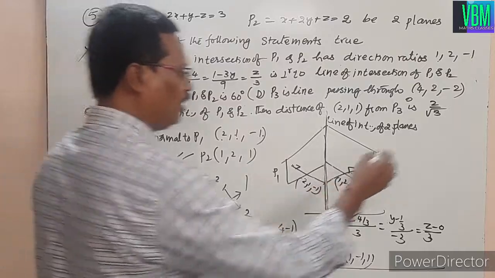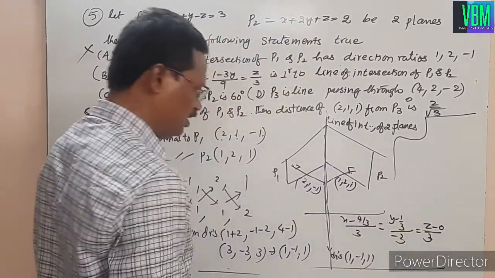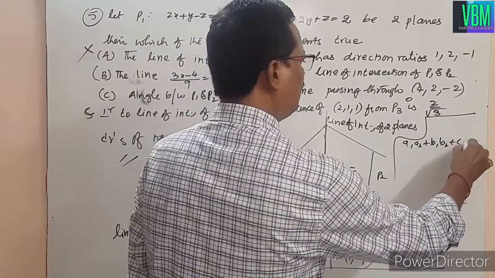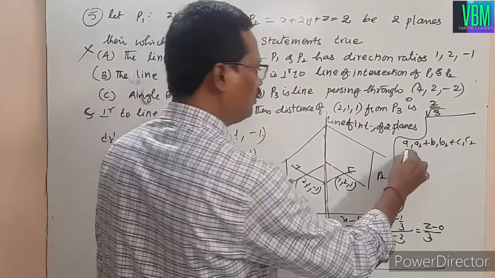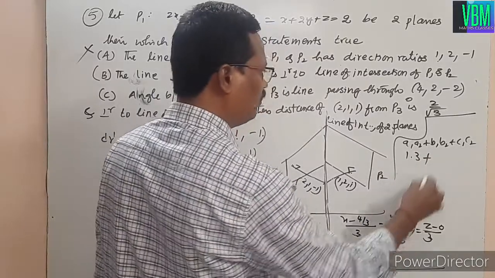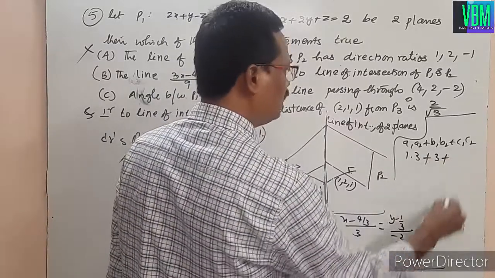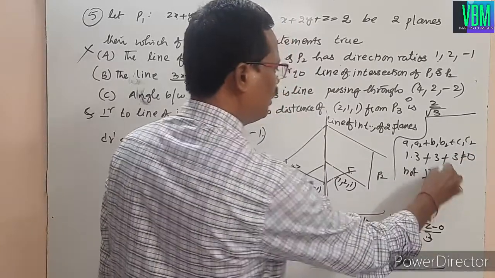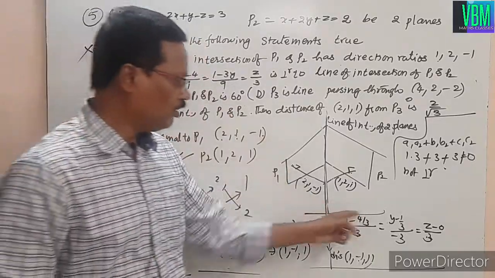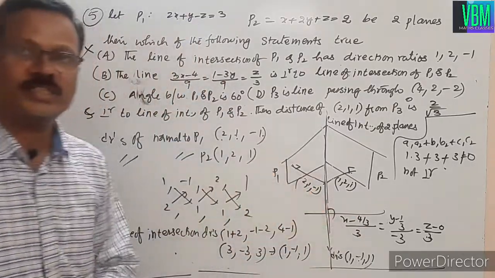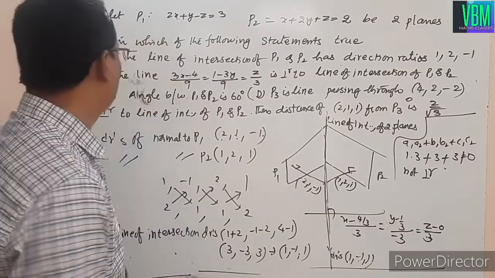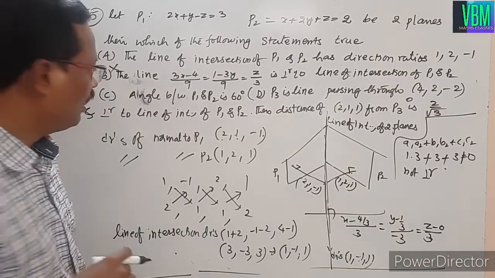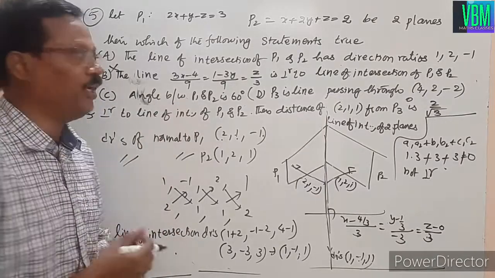Now if we write here A1 A2 plus B1 B2 plus C1 C2: A1 A2 is 1 into 3, B1 B2 is minus 1 into minus 3, C1 C2 is 1 into 3, which is not equal to 0, therefore not perpendicular. Therefore this line is not perpendicular to the line of intersection. So this B option is also wrong. And now let us see the angle between the two planes.